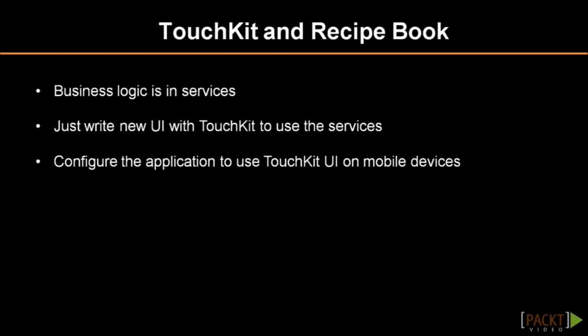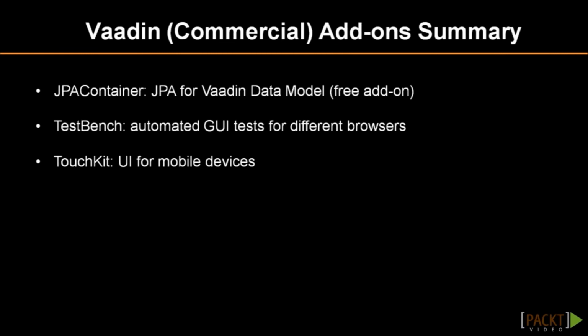Since our application's business logic is hidden behind interfaces as different services, it would be enough for us to implement views and bind the component logic to methods of different services, pretty much as it is done right now. So, to conclude this really brief presentation of add-ons, JPA Container makes possible using JPA with Vaadin data model, which is beneficial in all enterprise-level applications that use JPA. TestBench allows us to test the software in various web browsers. Finally, TouchKit enables us to provide a GUI specific to mobile devices.